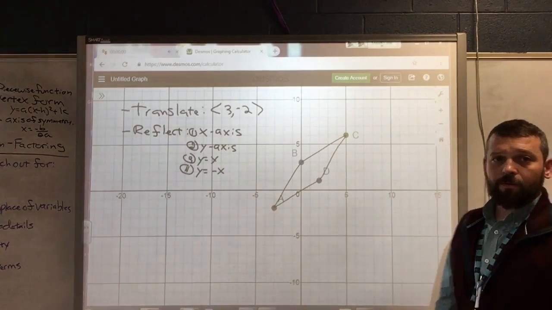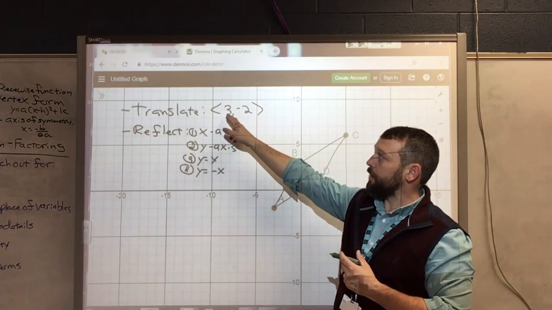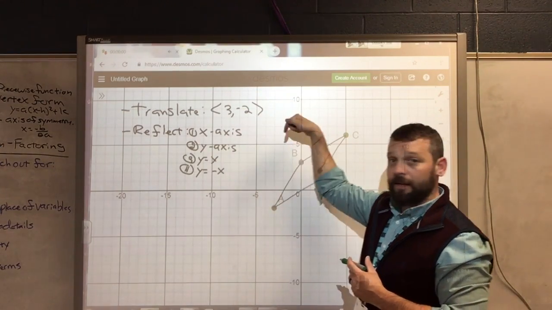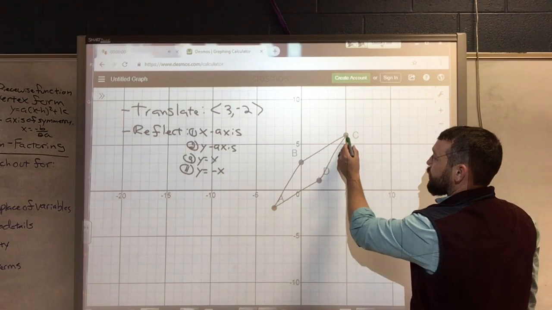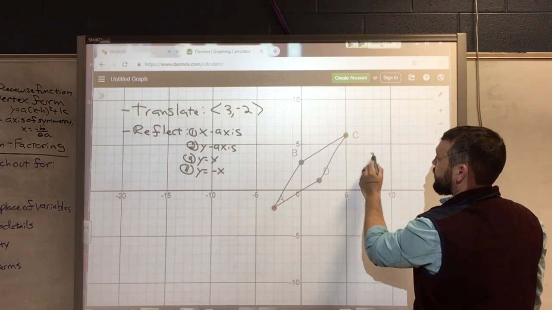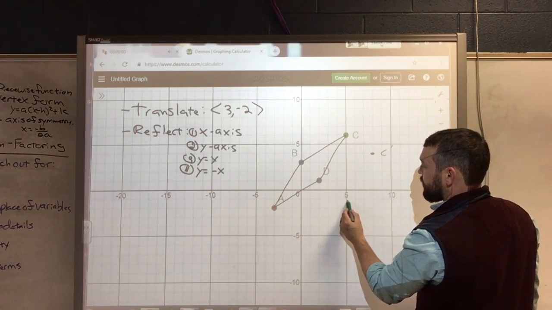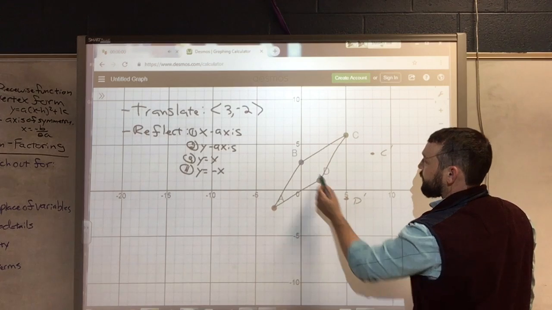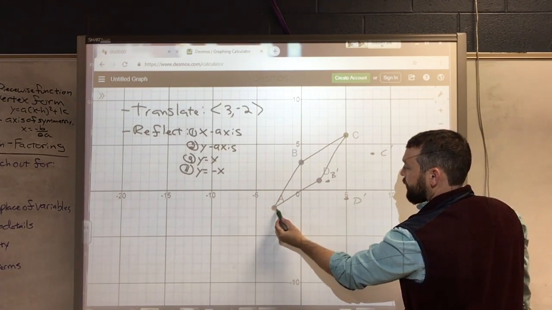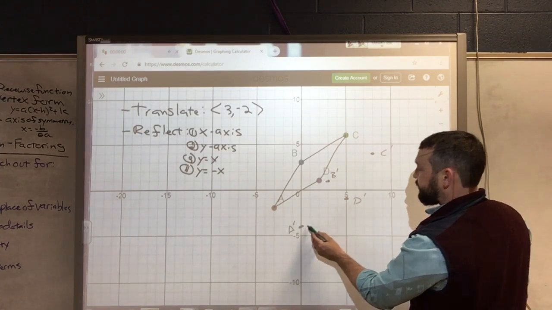So I have this rhombus, and I want to translate it 3 units. So this is saying, my vector is saying move it 3 units horizontally this way and down 2 units. So that means every point, 1, 2, 3, 1, 2. So that's going to be my C prime. There's my D prime. There's my B prime. And there's my A prime.